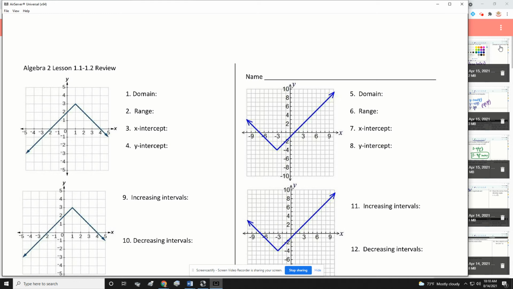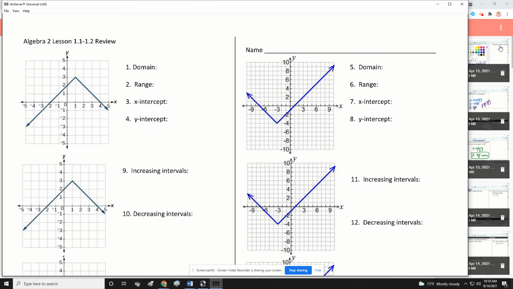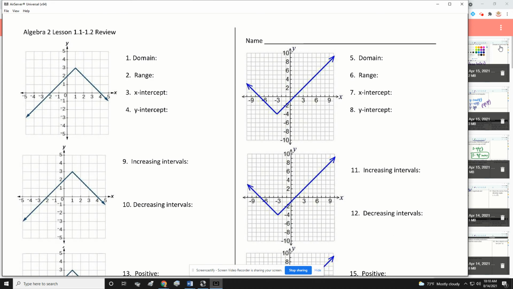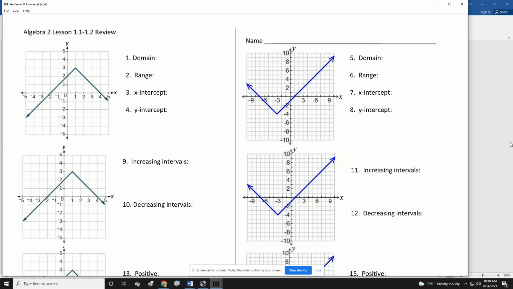All right, so we're going to review lessons 1.1 to 1.2. This is set up so I'm just going to do some, and then you're going to do some until we get to the end, and then you're just going to practice them on your own. So the first one is on domain, range, x-intercept, and y-intercept.